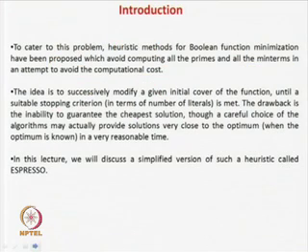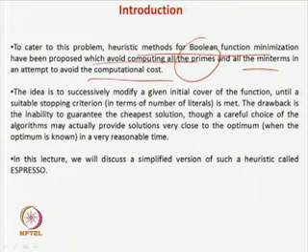Okay. So, to cater to this problem, a heuristic method for Boolean function minimization has been proposed, which avoids computing all the primes and the min terms to avoid the computational cost. So, what is the basic idea here? That is what we will be looking at in this lecture. The basic idea is that given any kind of Boolean function, we will not find out its prime implicants, nor will we try finding out its min terms, rather we will try to minimize from there itself and see how much we can minimize. Okay. And that will be your result.